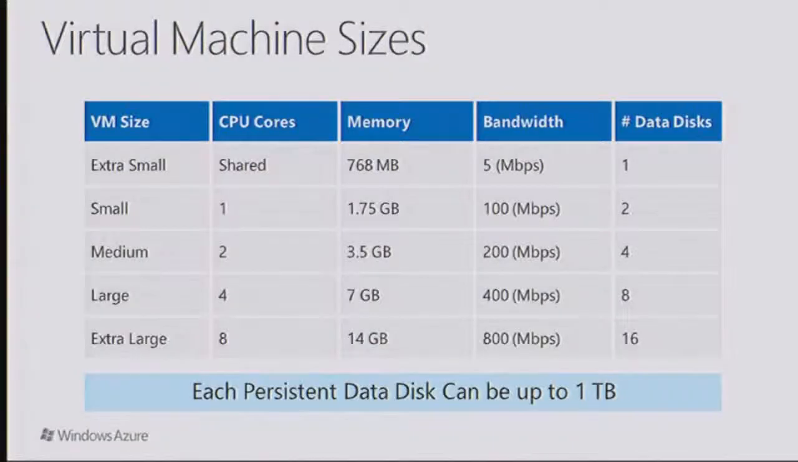So I said virtual machine sizes. You can see the sizes here. So an extra small is a shared CPU core with 768 megs of RAM. And then we have a small, which is a single dedicated core and 1.75 gigs of dedicated RAM. And from that point on, it doubles all the way up to extra large. So we go from single core to 2, 4, and 8 cores. And we go from 1.75 gigs to 3.5 gigs, to 7 gigs, to 14 gigs.